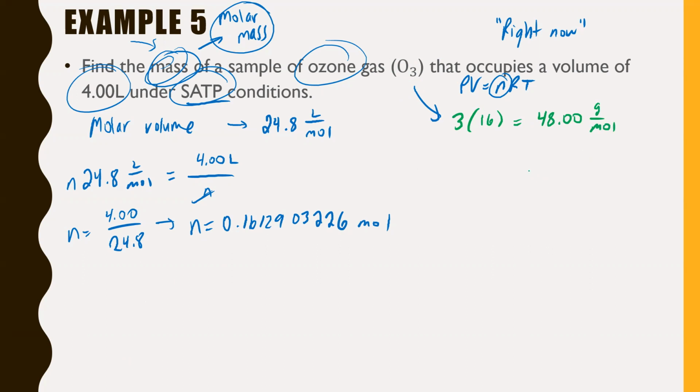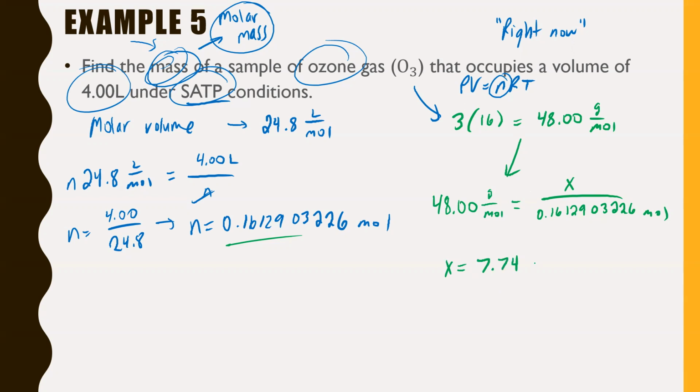Now we're just about one step away from getting this done. From this molar mass, 48.00 grams per mole, we can set this equal to some number of grams over some number of moles. Well, that's what we want to find: our number of grams. So I'll call that X for an unknown number of grams, over the number of moles that we have, 0.1612903226 moles. Quite a mouthful, but it is what it is. So we can take our molar mass of 48.00 grams per mole and just multiply over our number of moles. This gives me X equals, to 3 sig digs, 7.74 grams. And that right there is my final answer.